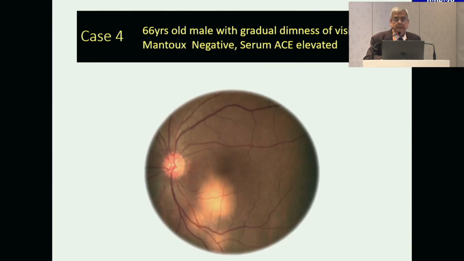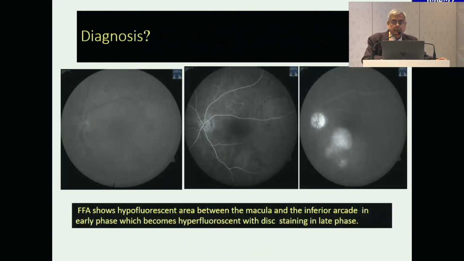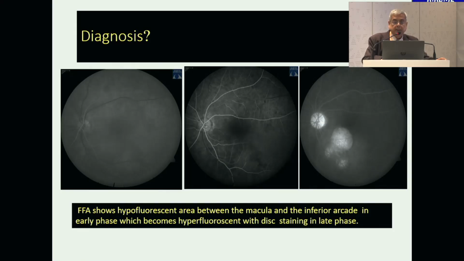This is a 66-year-old male with gradual dimness of vision, Mantoux negative. Serum ACE was elevated. You can make a diagnosis of sarcoid choroidal nodule. But if you do a fundus fluorescein angiogram, you will see initial hyperfluorescence and late smooth hyperfluorescence, which will indicate that this is probably a sarcoid choroidal nodule.